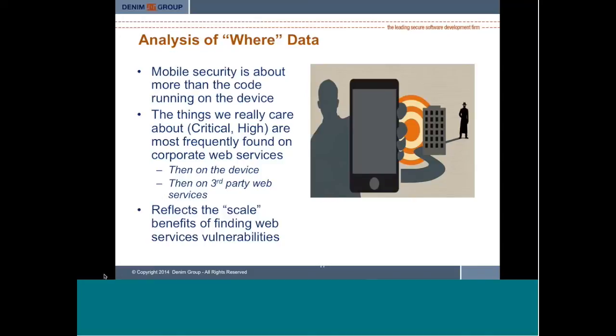I think this data also reflects, because we ran it through DREAD in order to characterize the critical, high, medium, and low, the scale benefits associated with finding these web service vulnerabilities. Right? If an application stores a user's username and password on the device unencrypted, that's obviously bad. Right? But if you look at an exploit scenario, you're going to say, well, this data is on the device. Great. How is someone going to get access to it?